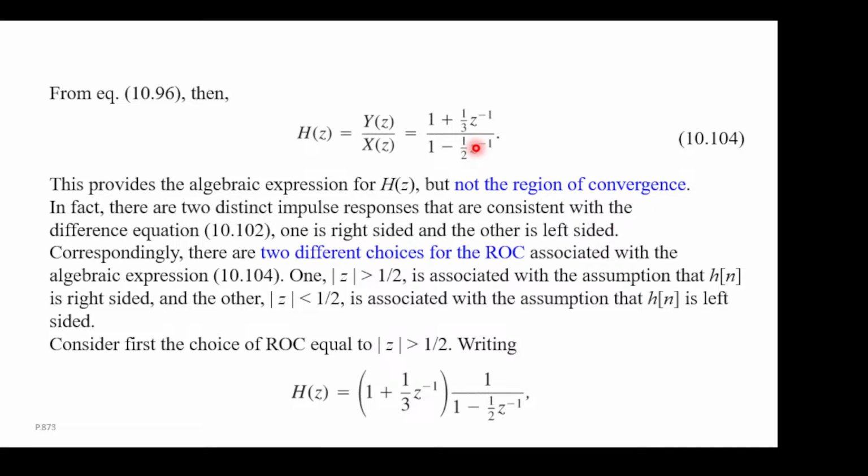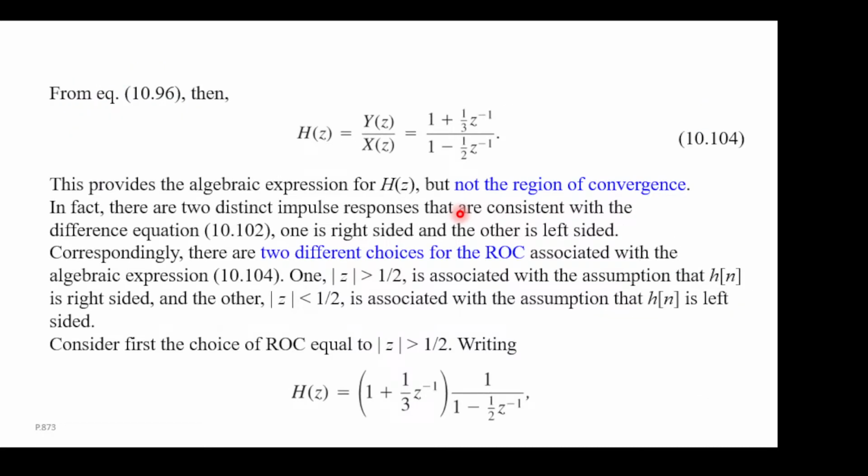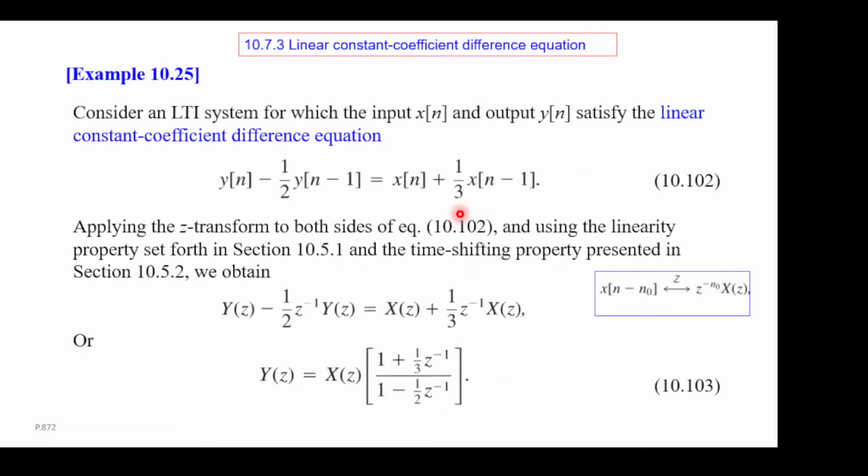But this is incomplete. And well, just as usual, this is because for the difference equation, if you want to solve it, you need to supply other conditions, right? So you need to supply maybe initial conditions, or say something like they are causal or stable, etc. And those conditions will determine your ROC, etc.